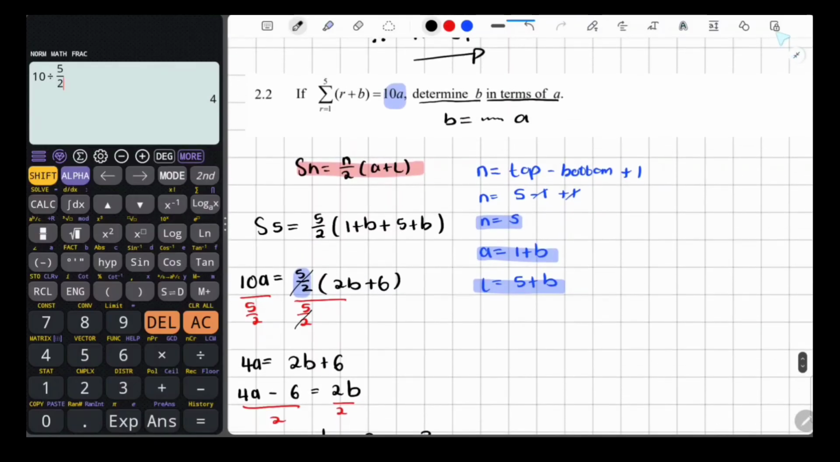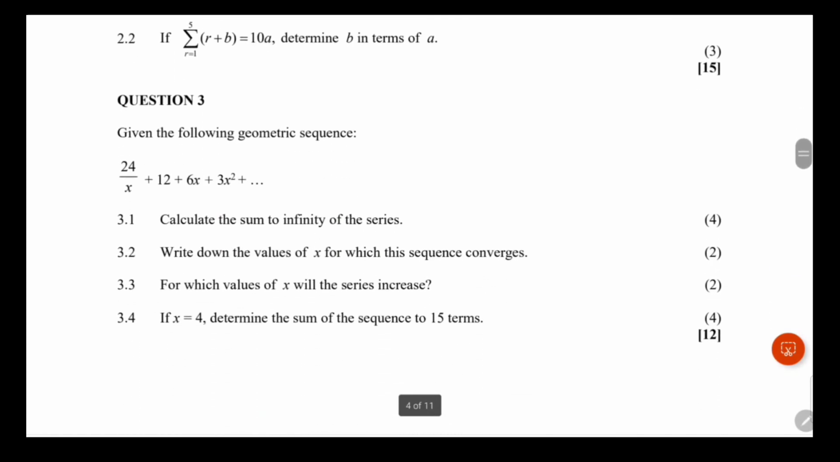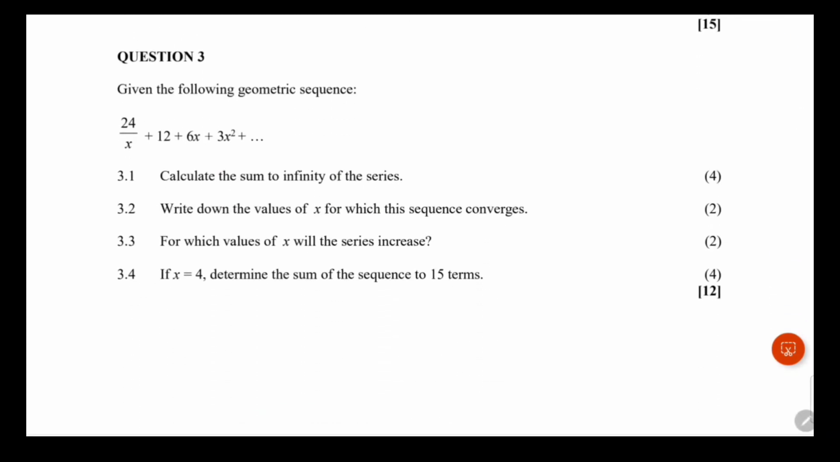Okay, next question. So that is it for question 2. Then we're going to move on to question 3. So now we're on question 3, and this is what we have been given.